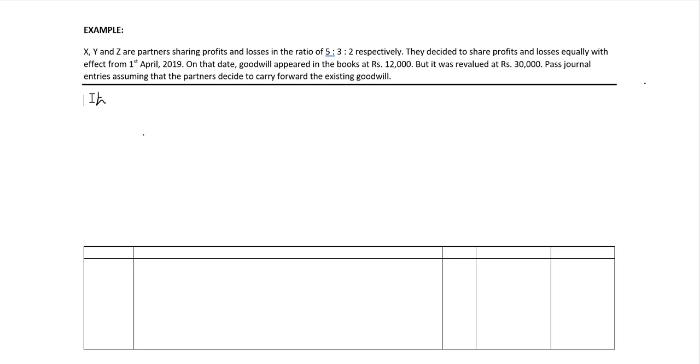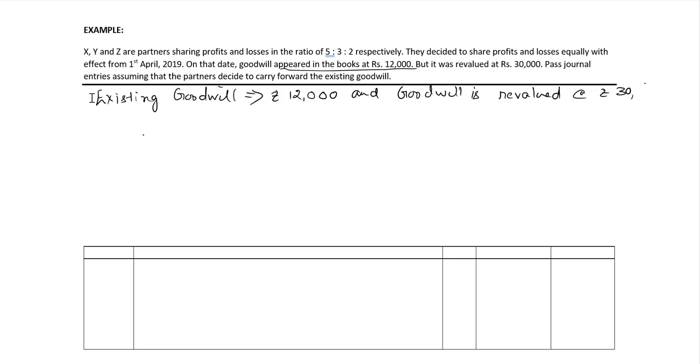So as per the problem, the amount of existing goodwill, that is the goodwill which appears in the books, is rupees 12,000 and goodwill is revalued at rupees 30,000. It's given here, it was revalued at rupees 30,000.